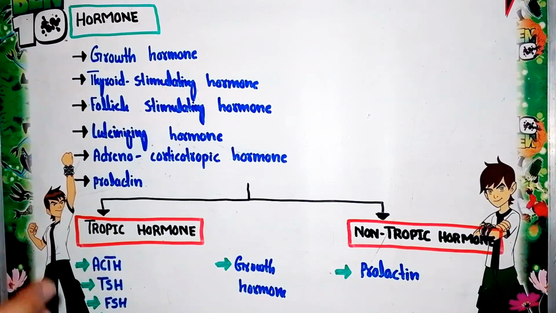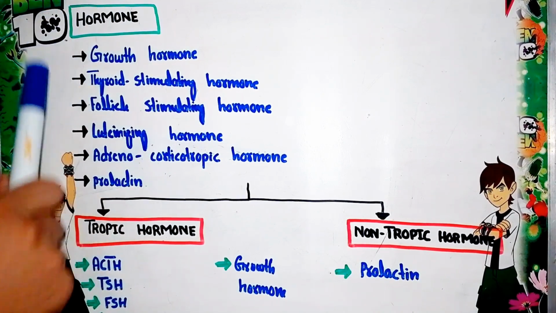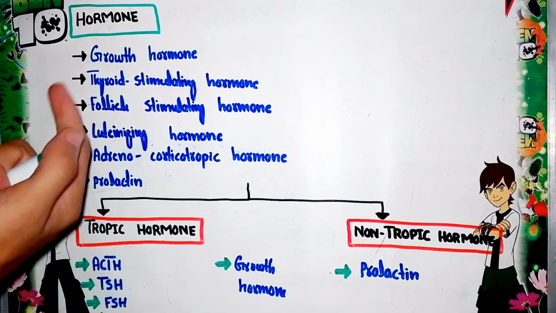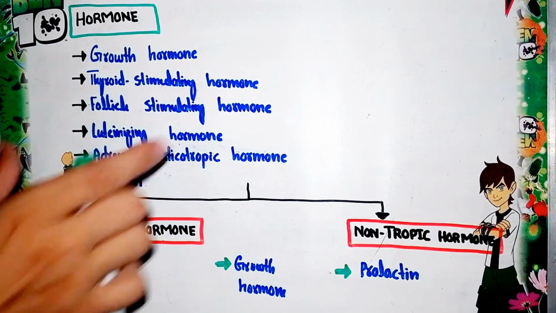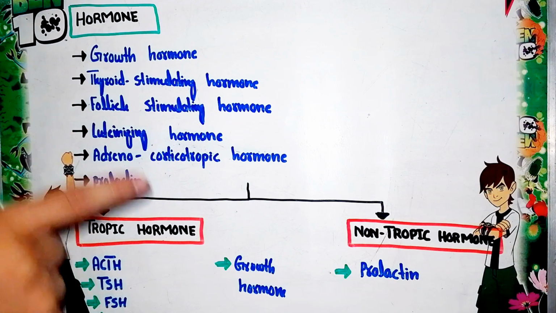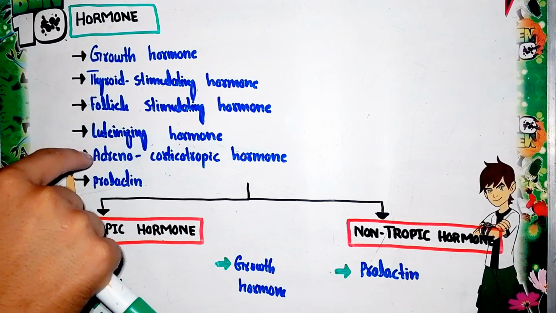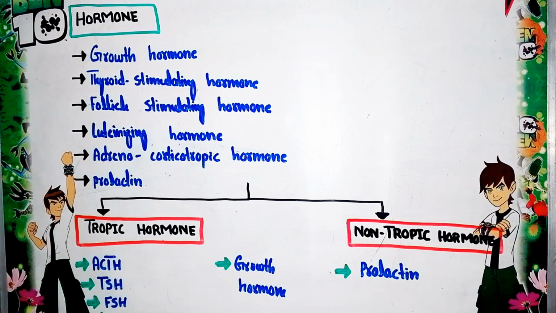We will see here the hormones that are basically secreted from the anterior lobe of the pituitary gland. Now these are the descriptions of the hormones secreted by the anterior pituitary. The first hormone is growth hormone, the second is thyroid stimulating hormone, the third is follicle stimulating hormone, the fourth is luteinizing hormone, the fifth is adrenocorticotropic hormone, and the last is prolactin. So overall the anterior pituitary is responsible for the secretion of mainly 6 hormones.